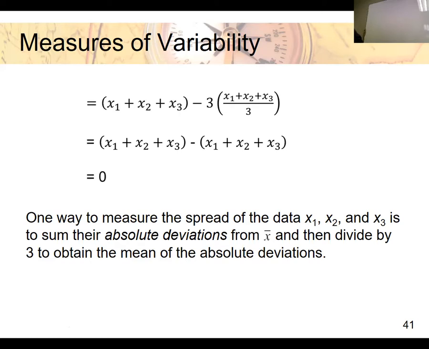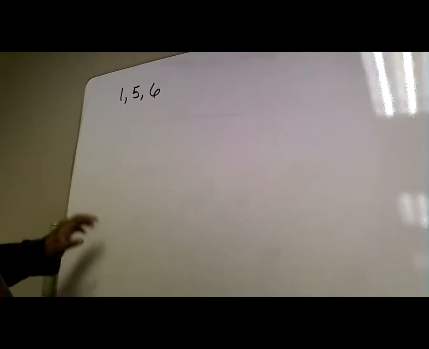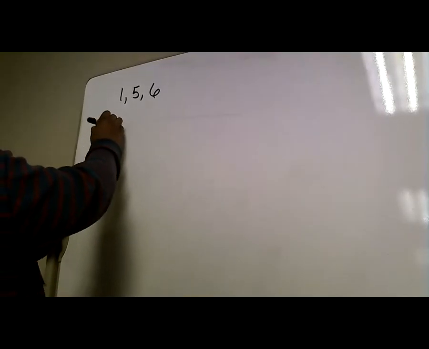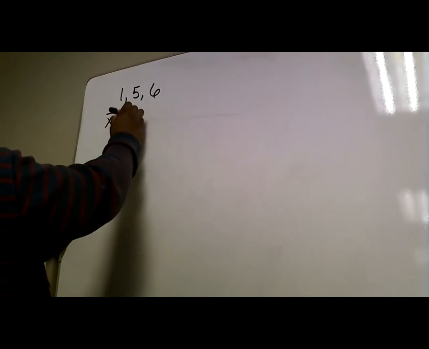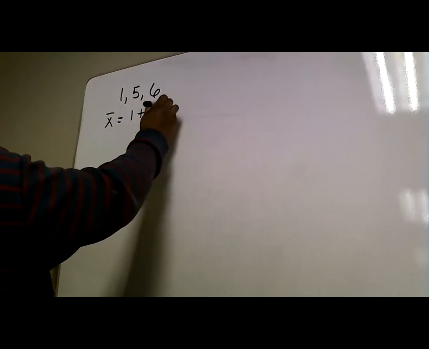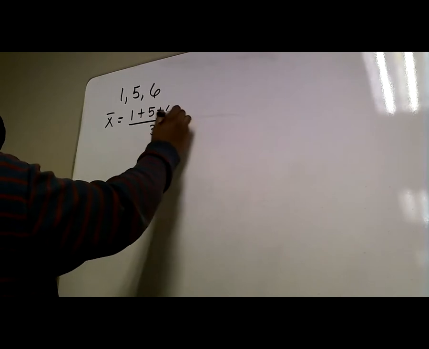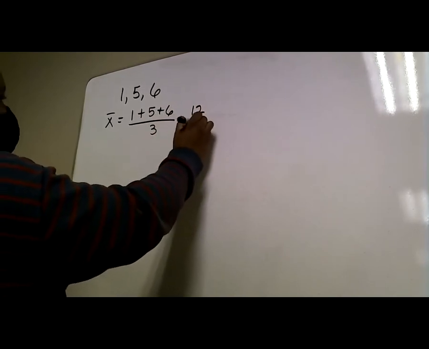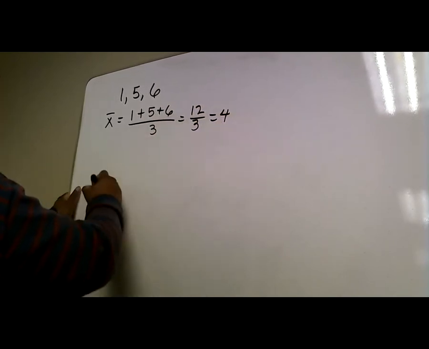It would be done with numbers. Now I'm going to take those numbers 1, 5, and 6. So here the mean was 12, and that's divided by 3. So 12 divided by 3 gives us 4.